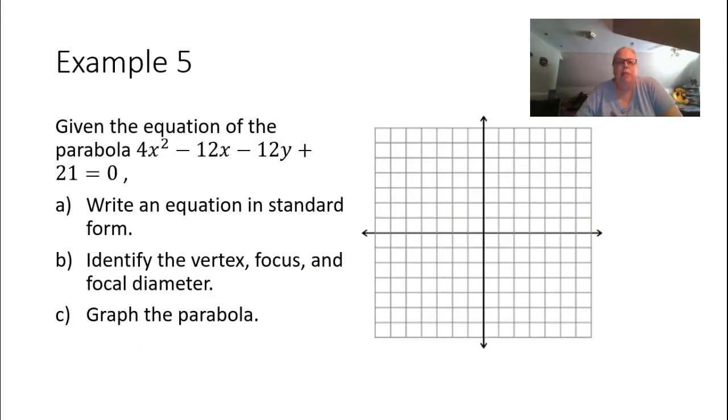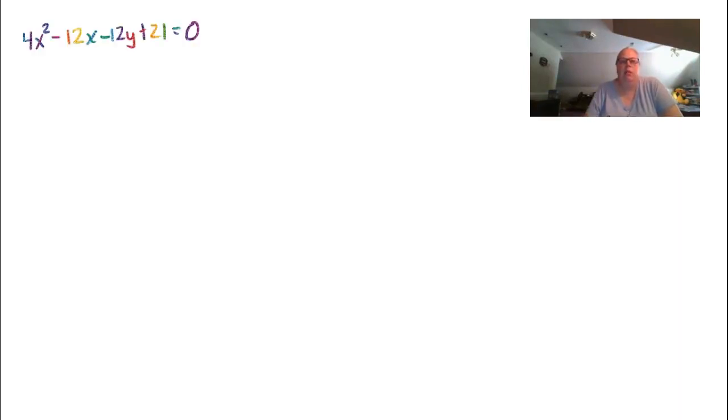Example 5, given the equation of the parabola 4x squared minus 12x minus 12y plus 21 is equal to 0, part A, write an equation in standard form. All right, let's move on to the next slide. And what I've done is I've rewritten my parabola equation right here. We need to put it in standard form. That means we're going to have to complete the square. Now, I only have to complete the square on x because x is the term that is squared. I don't have a y squared term in here.